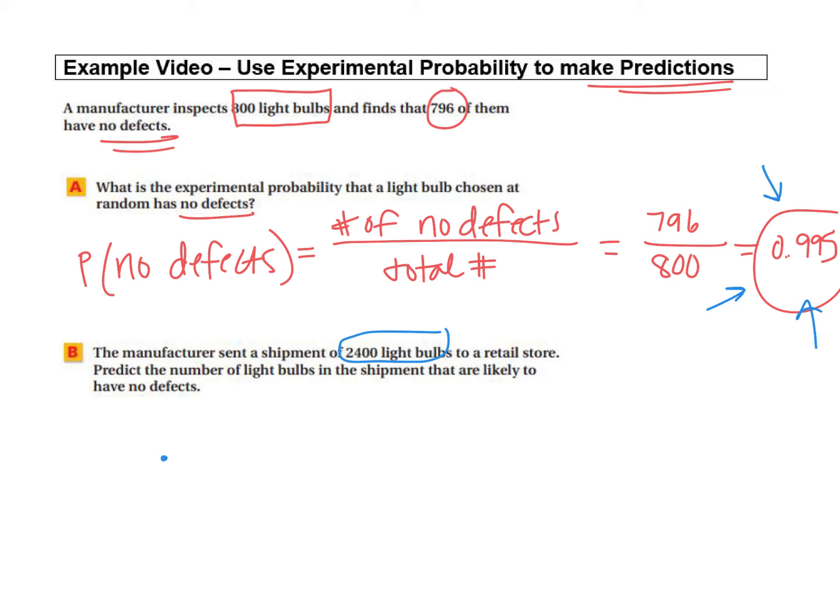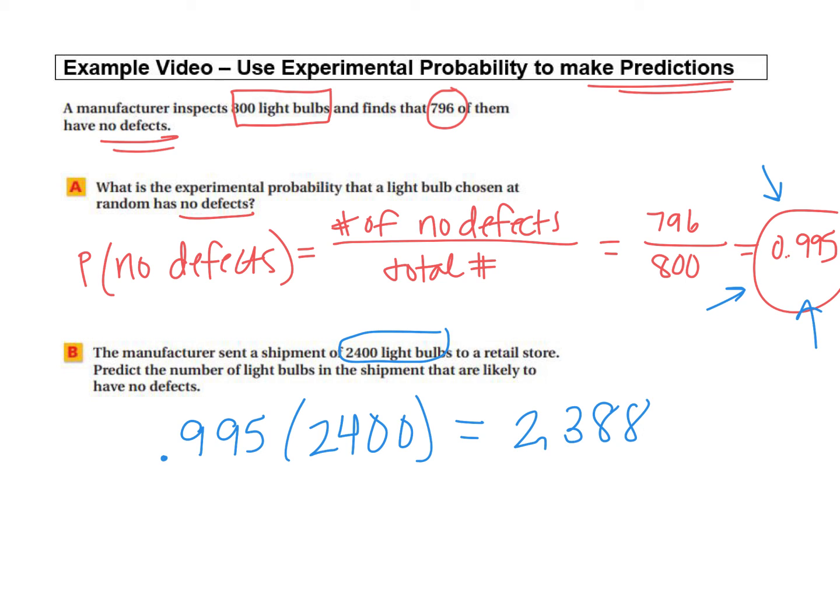So all we do is we take our probability of 0.995, we're going to multiply it by the number of light bulbs in the shipment. And that should tell us how many will have no defects. So when you take 0.995 and multiply it by 2,400, you get 2,388 light bulbs with no defects.